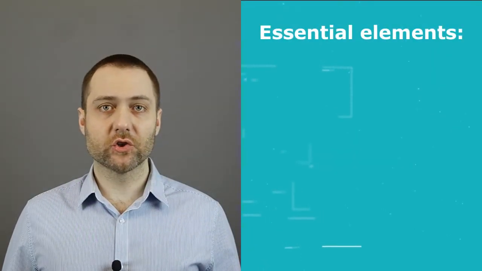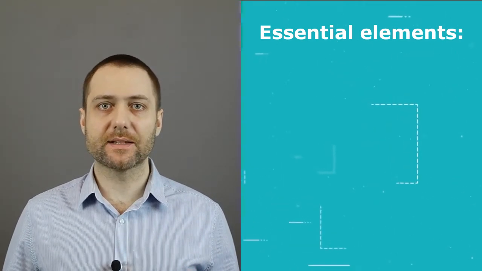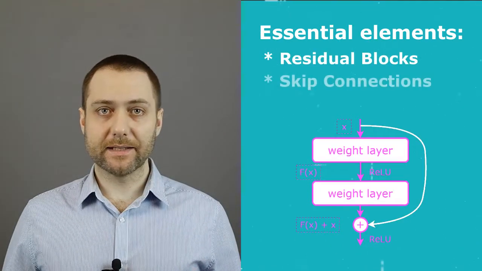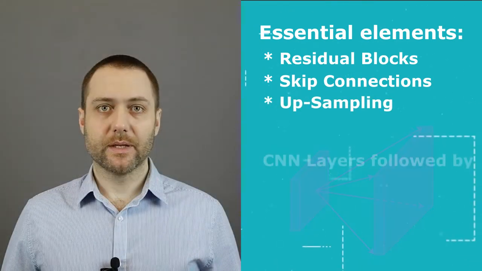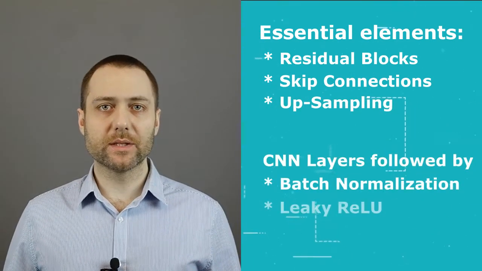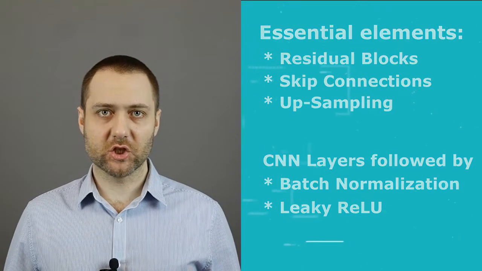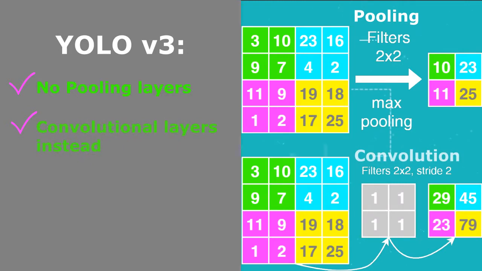This latest version 3 incorporates some of the most essential elements that are residual blocks, skip connections, and upsampling. Each convolutional layer is followed by batch normalization layer and leaky ReLU activation function. There are no pooling layers, but instead, additional convolutional layers with stride 2 are used to downsample feature maps.